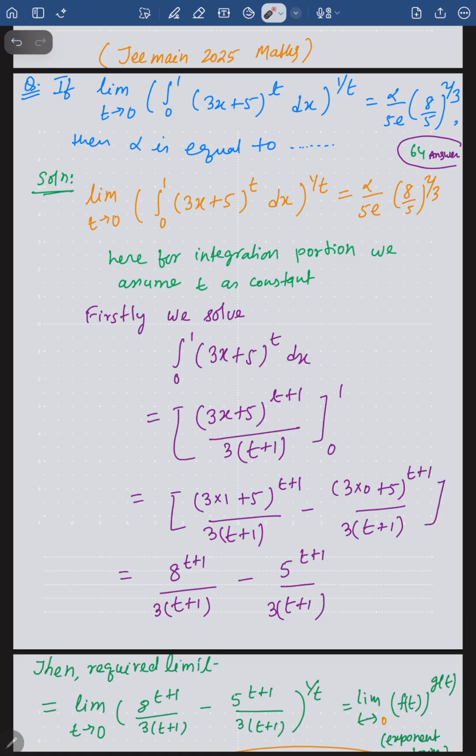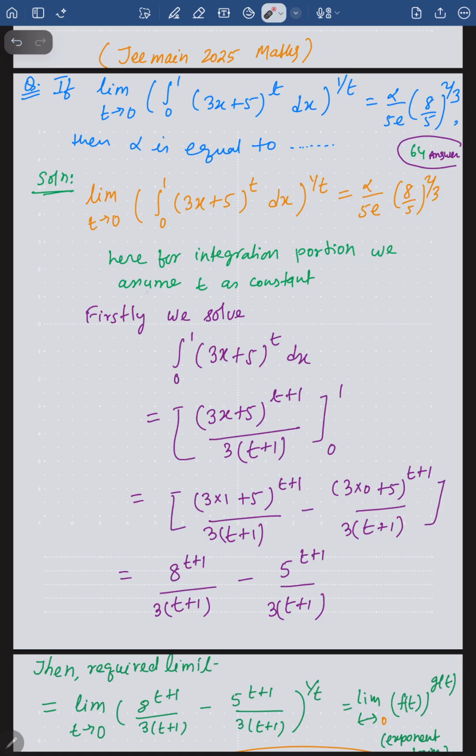To simplify the procedure, we just find the integration of this much. Okay, then we will raise its power to 1 by t. And to find this integral, we know that x is variable but t will be treated as constant over here. Okay, so you know that if you integrate x raised to the power n, you will get x raised to the power n plus 1 divided by n plus 1. That formula, the basic first formula for integration, we will use.